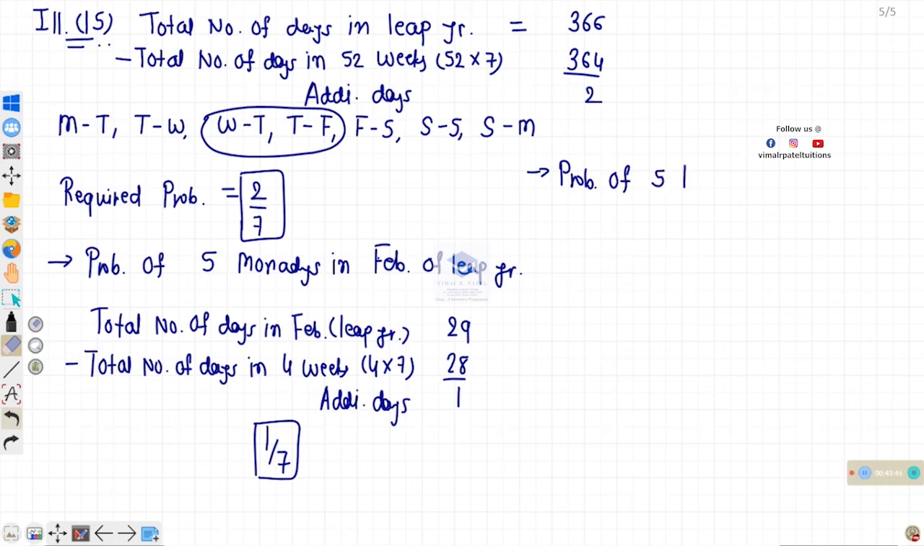Probability of 5 Fridays in June. એટલે એવો મંથ કે જેમાં 30 ડેઝ આવતા હોય. તો કઈ રીતના થાય ટોટલ નંબર ઓફ ડેઝ ઇન જૂન? 30. ટોટલ નંબર ઓફ ડેઝ ઇન 4 વીક 28. So additional days કેટલા થાય? 2. So આન્સર શું થાય? 2/7.